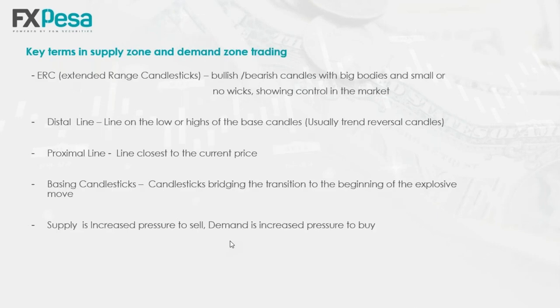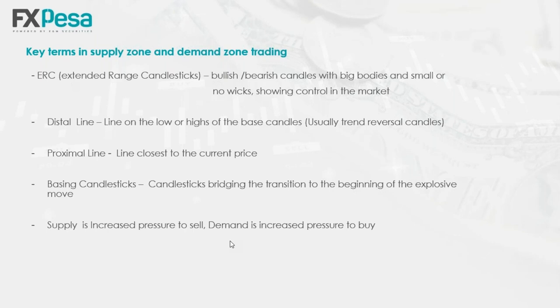So what are the key terms in supply zone and demand zone in trading? We have some key terms that we need to familiarize ourselves with. So the first term is extended range candlesticks. These are long, extensive candlesticks that burst out of a demand or supply zone, and they tend to rally out of these zones due to the pent-up demand or supply that has been caused by huge orders at that level.